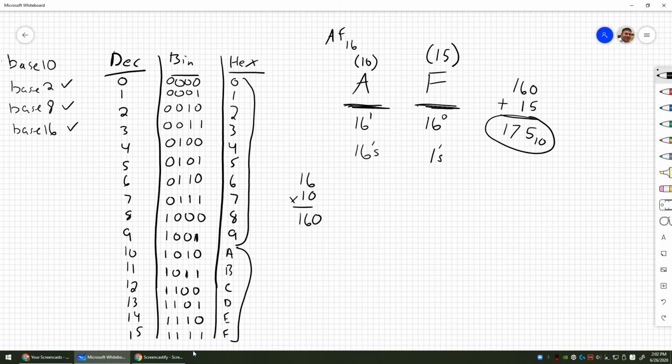Next, we're going to take a look at the method we use to convert the other direction, going from one to the other. All right, so stay tuned for that.